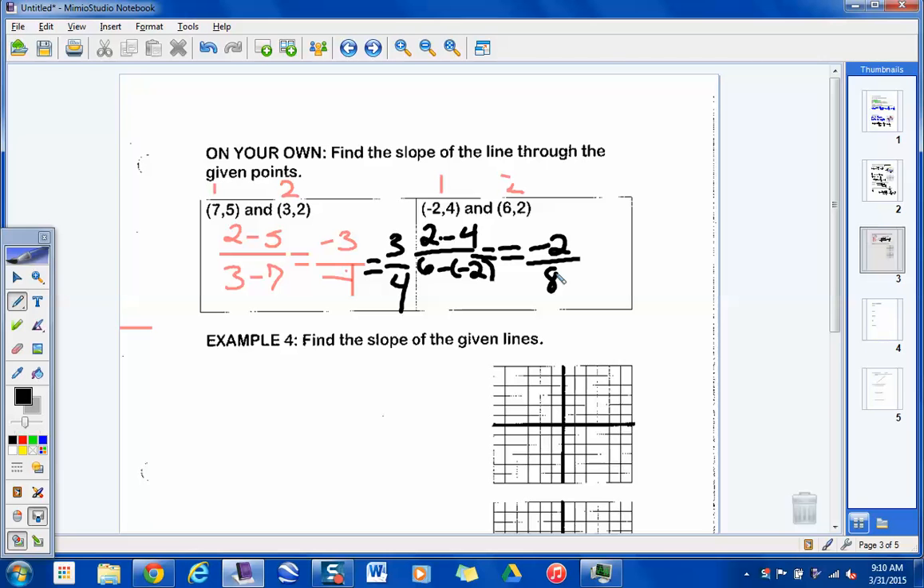What's going to go into 2 and 8? 1/4. Okay. So what's the final solution going to look like here? Negative 1 over 4? Negative 1 over 4. Very good.